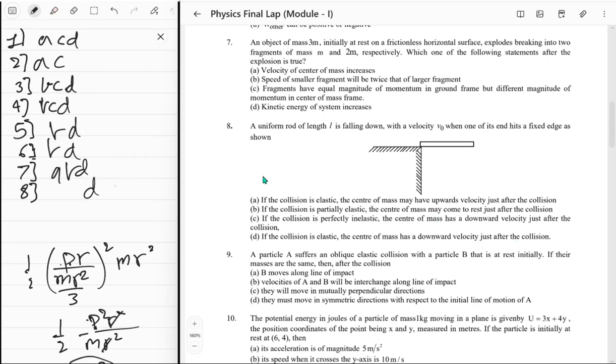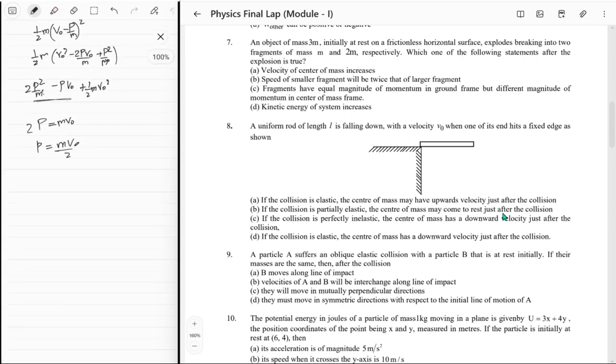Elastic, the center of mass may have upward velocity. No, if the collision is partially elastic, center of mass may come to rest just after the collision. I guess it can. Wait, no, I don't think so. Wait a second. Right, okay, C also has downward velocity and this also has downward velocity, right? So no, I don't think B is right, because it should be somewhere in that range. I would prefer that something is happening in between. So this doesn't look good.